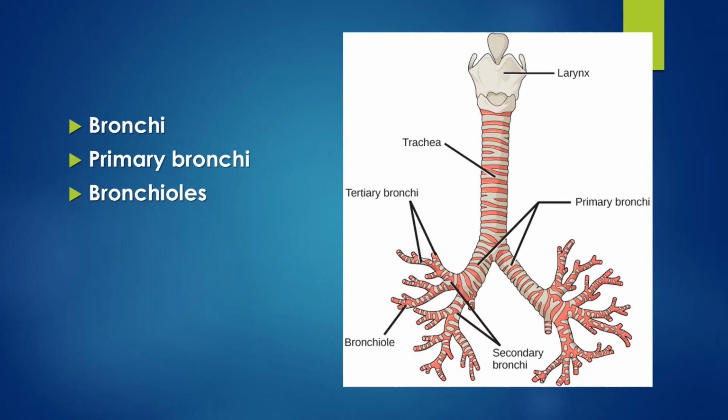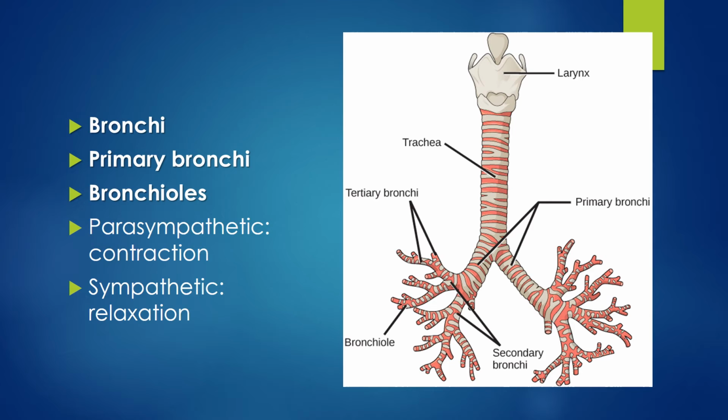Like the trachea, the bronchus and bronchioles are made of cartilage and smooth muscle. Bronchi are innervated by nerves of both the parasympathetic and sympathetic nervous system that control muscle contraction (parasympathetic) or relaxation (sympathetic) in the bronchi and bronchioles, depending on the nervous system cues.